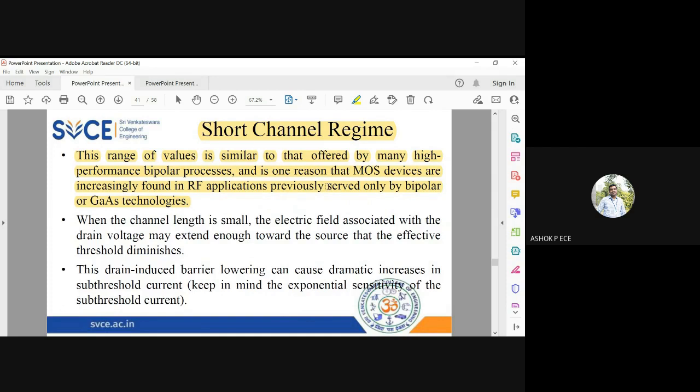Completely now, MOS devices have occupied the places where RF devices are being designed at high frequencies, which were once served by BJT or devices made of gallium arsenide technology. We had so many issues with BJT, but those are all completely eliminated in MOSFET, and so MOSFETs are the first choice for applications in the RF domain or high frequency domain.